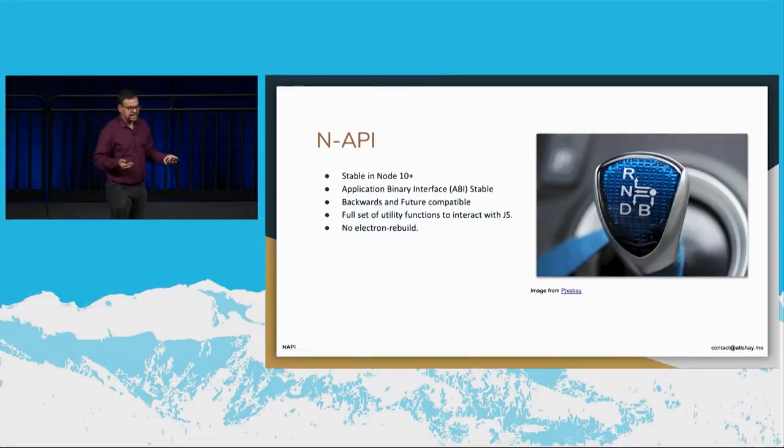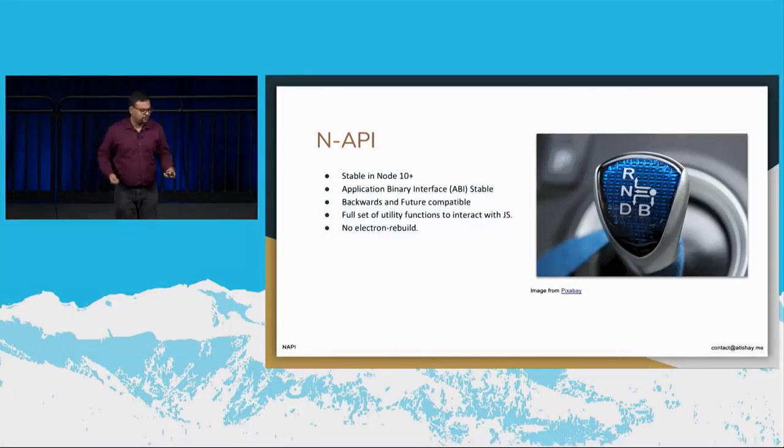NAPI provides a full set of utility methods to communicate with C++ in a proper JS way. For example, it hides all the complications around pointers. It hides how to create a background thread in a very simple method, and Electron rebuild is officially dead once we have all plugins that have moved to the NAPI.